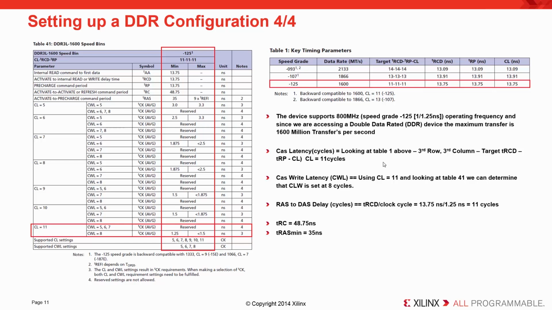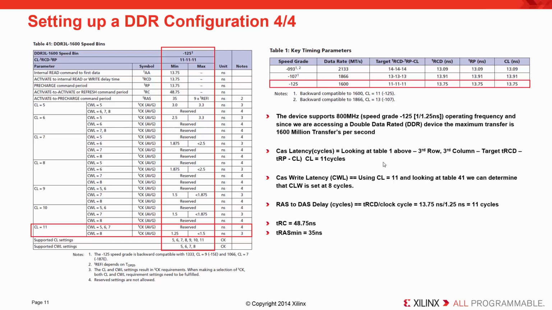The CAS latency in cycles we can derive by looking at table 1 above, third row, third column, which is the target tRCD-tRP-CL, which gives us a CL of 11 cycles. The CAS write latency, or CWL, we can derive by using CL equal to 11, and looking at table 41, we can determine that CWL is set at 8 cycles.